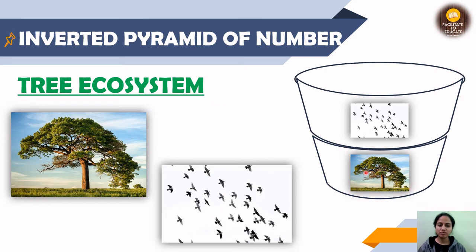That is, the number of trees is 1 or they are less, and the number of birds feeding on it or dependent on it are more in number than the tree. So this is an example of an inverted pyramid of number. You can also take, like on a tree, there are many insects that are dependent on the tree, right? They are sitting on the tree and they are feeding on the fruits or something. So you can also take that example as well.